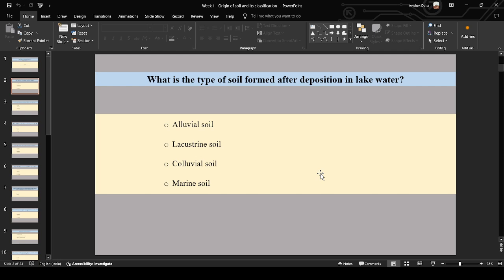The deposition of soil is one of the formation stages of the cycle: how the soil is first formed, then transported, and then deposited. So when the soil is deposited in lake water, what is that type of soil called? The options are: number one, alluvial soil; number two, lacustrine soil; number three, colluvial soil; and number four, marine soil.